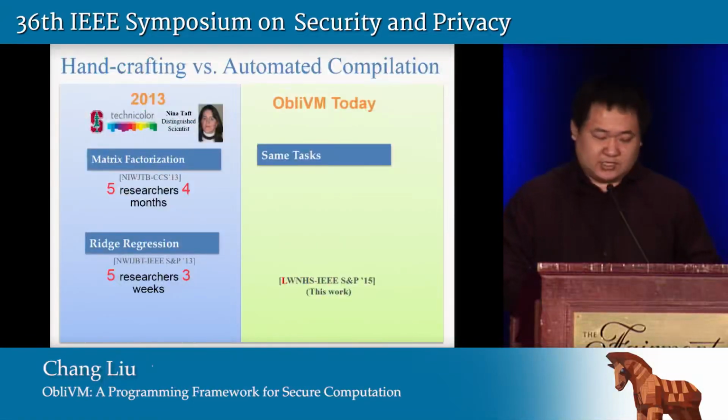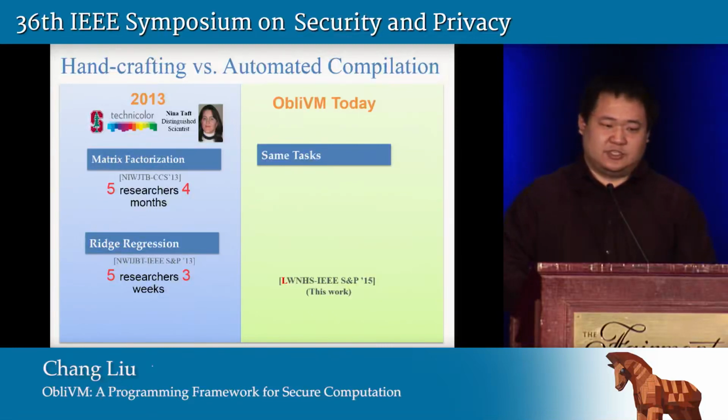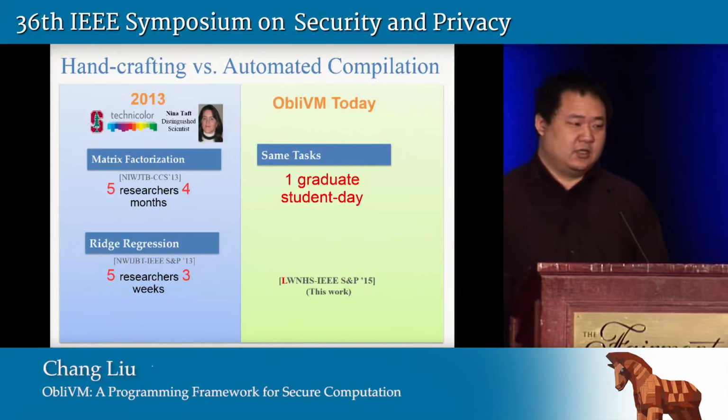And so with all these techniques, what can we achieve? I have mentioned that for the matrix factorization, it took more than 1.5 research years. So what can we do now using ObliVM? That is very surprising. We only do that in 1 day. Only one PhD student can implement everything in 1 day.